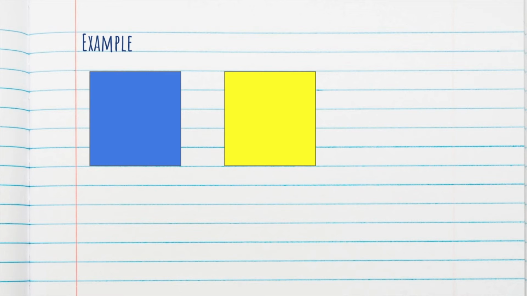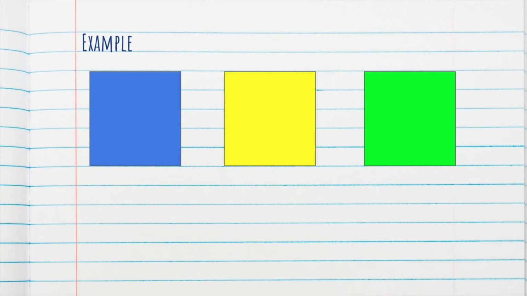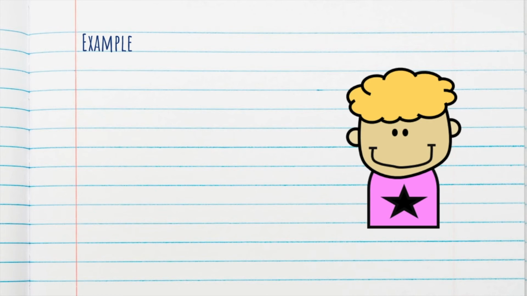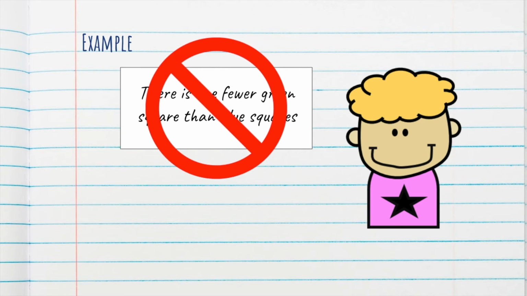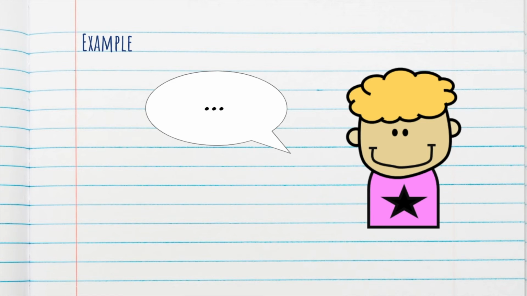Here is an example of a math activity. The materials needed for this activity are blue, yellow, and green squares. Each student is given a card with a portion of the problem, such as there are fewer green squares than blue squares. The only rule is that students cannot show their cards to each other. They must read the clue out loud to the rest of the group.